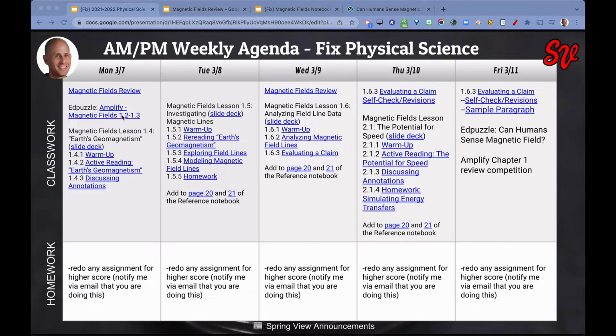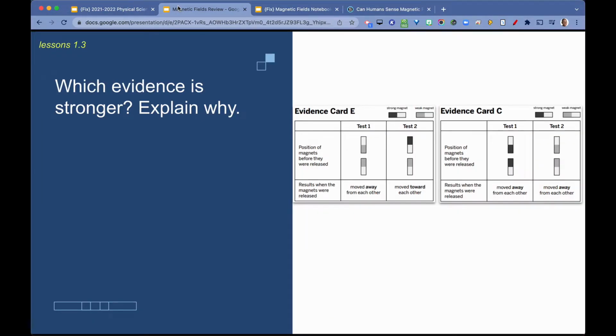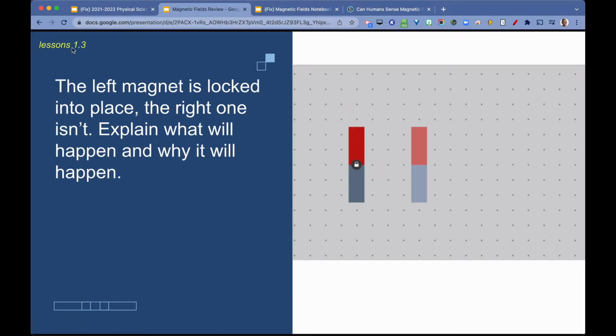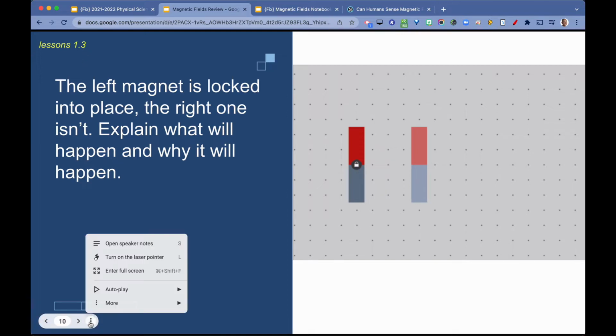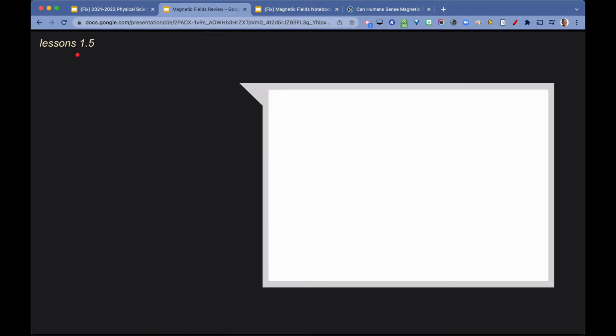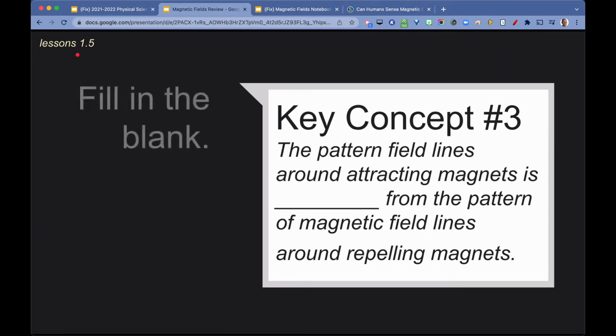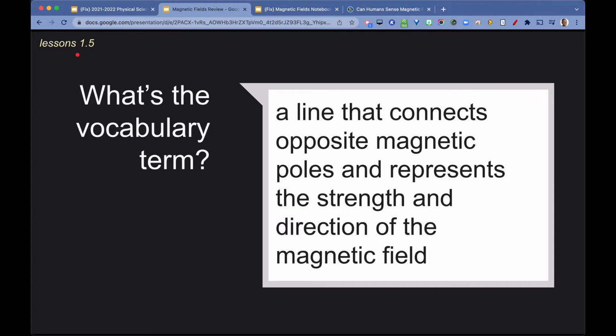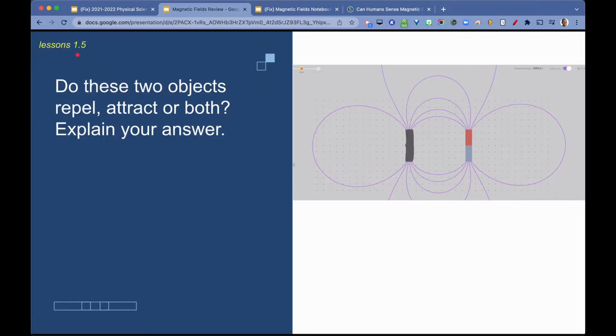So every day we do magnetic fields review. Well, most days we do. This is basically questions based on the content from the last lesson the day before. You can see it marks, hey, this is a question from lesson 1.3. It includes key concepts, vocabulary terms, and usually some pictures and some animations on the concepts. So again, this is lesson 1.5.